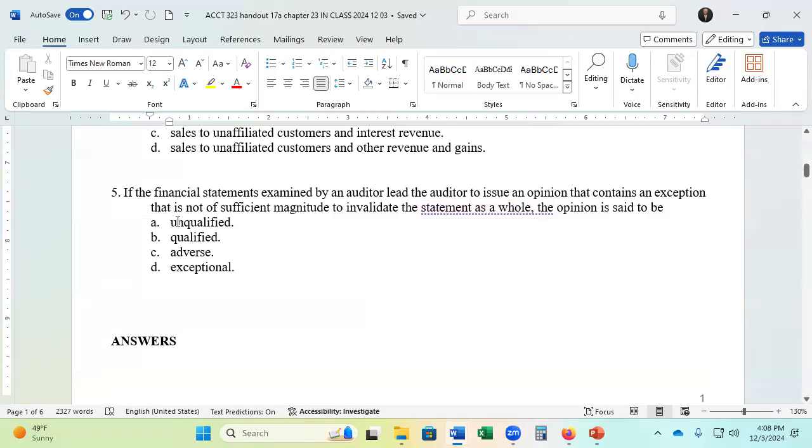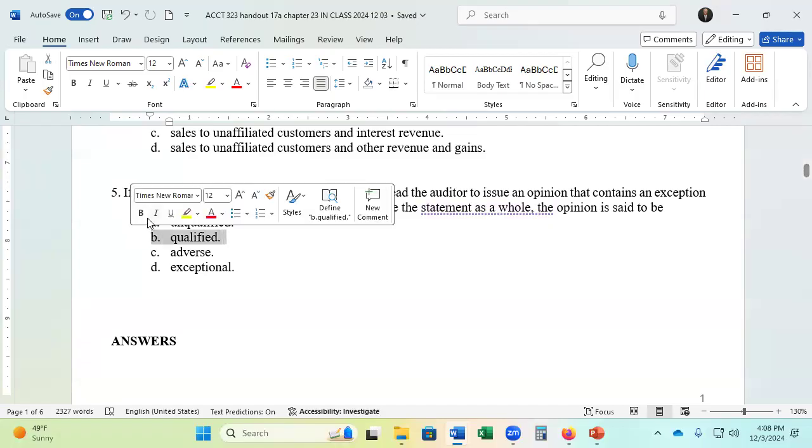If the financial statement's examined by an auditor, the auditor issues an opinion that contains an exception that is not of sufficient magnitude to invalidate the statements as a whole, the opinion is said to be, and this is qualified.